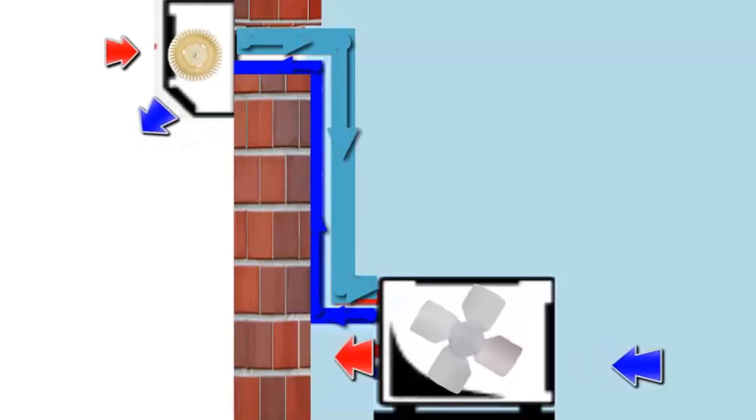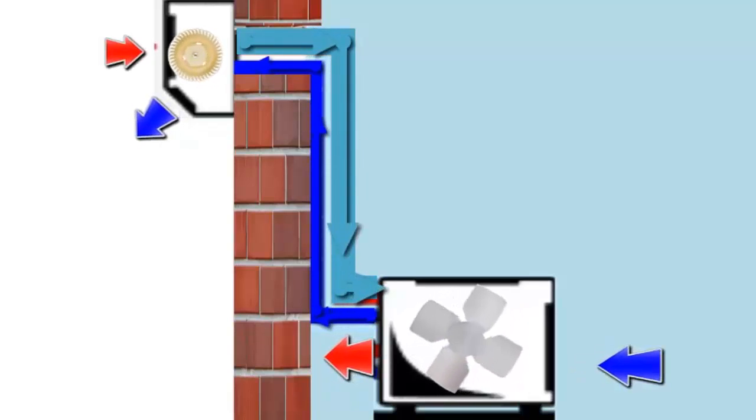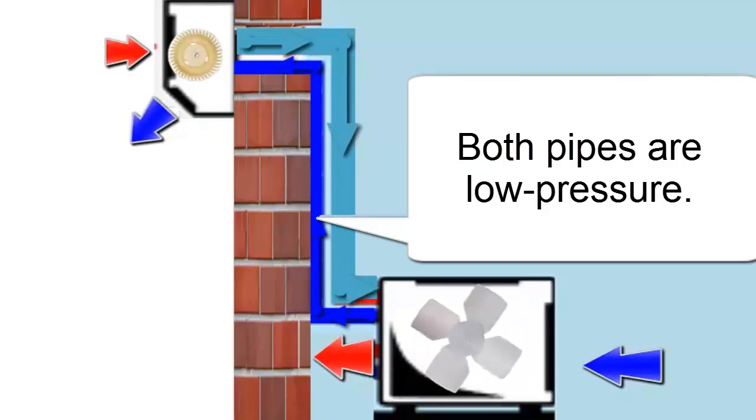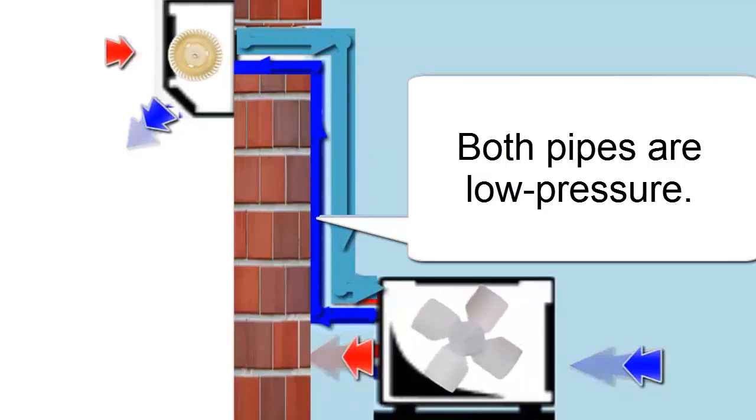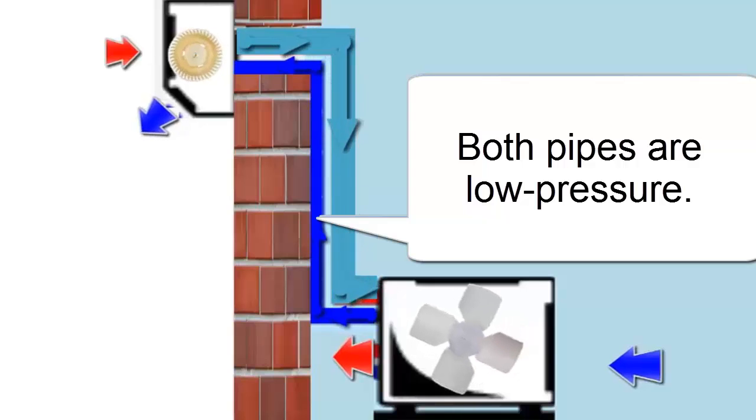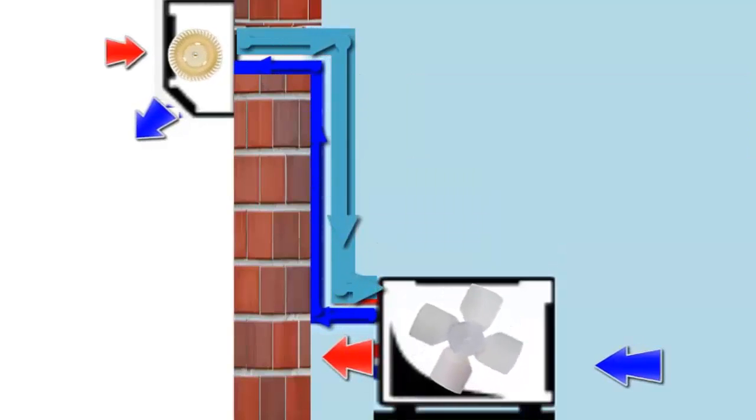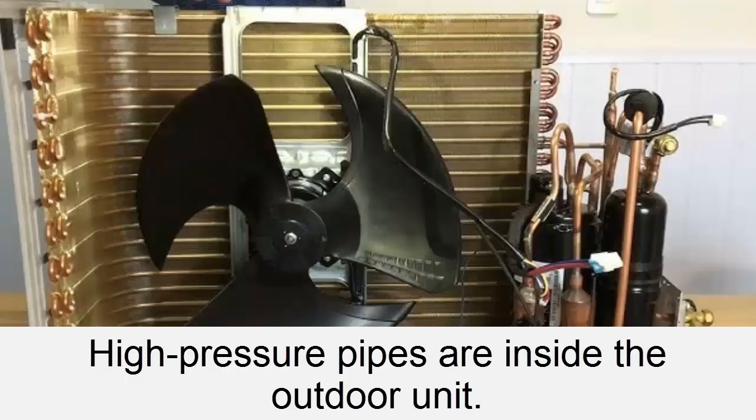1. Let's start by saying that, in a split-type system, there are no high-pressure pipelines outside. Both lines are low pressure. This is because the high-pressure pipes are located inside the external condensing unit.